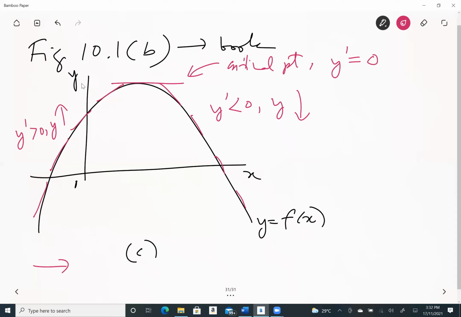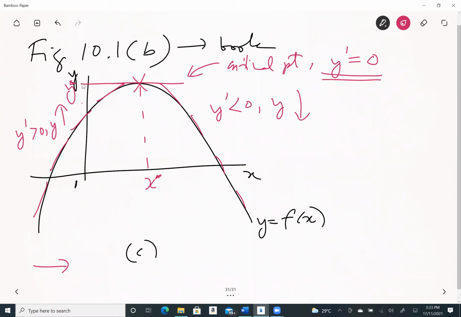Here the derivative or the slope changes sign from positive to negative, so they pass through y prime equal to 0. That point is called the critical point, and it is very important. Suppose it happens at x star, y star. So that's the critical point.